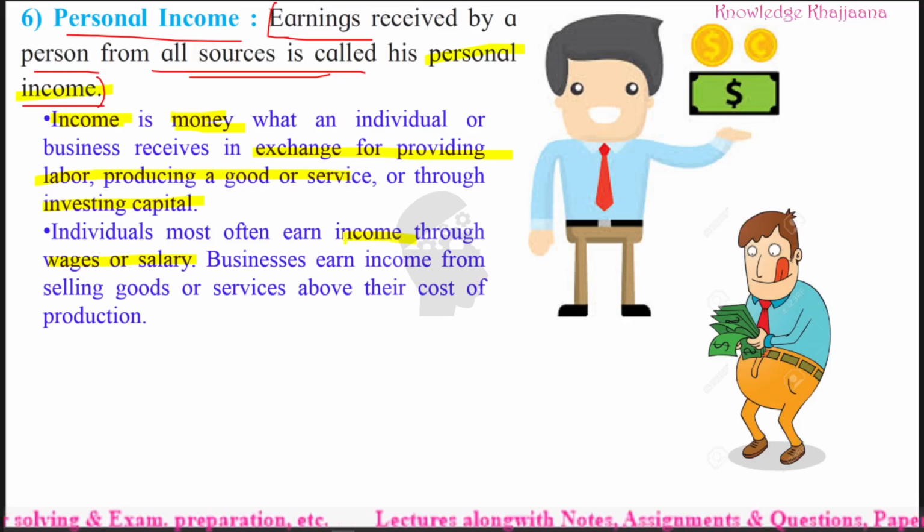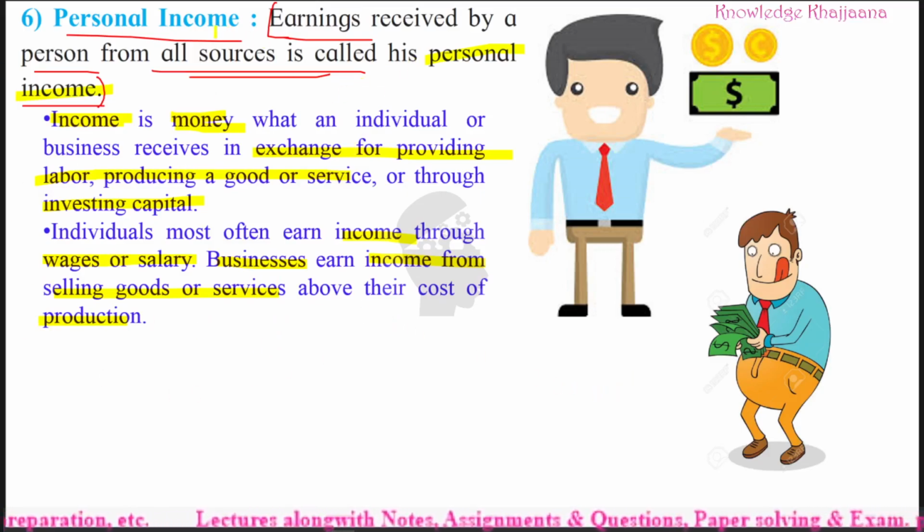Okay, the people who work with somebody, when they have the boss or the owner, then they get wages or salary. But the other people who are the businessmen, they have their own businesses. They run their own business and earn income from selling goods or services above their cost of production. So how would the businessman earn the income? By selling goods and services. Okay, so these are the different ways of earning the income.